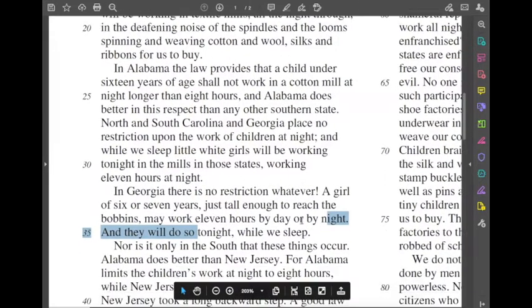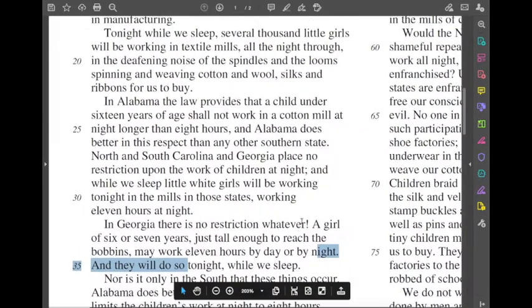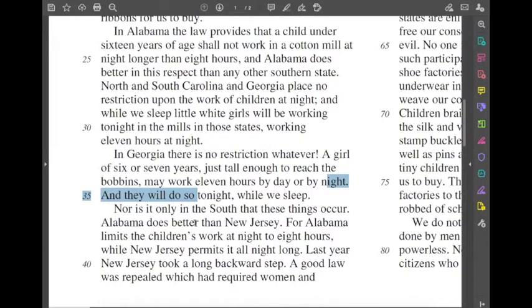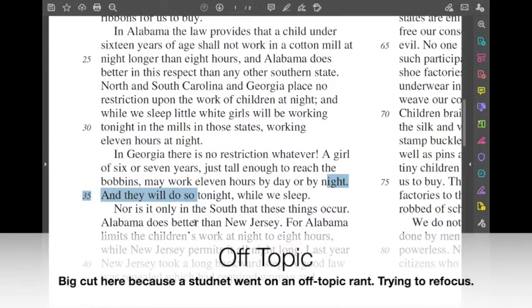And then talking about the benefits of living in certain states. Oh, hey, guess what? You only have to work 8 hours tonight. Okay, am I allowed to just go on a slide about the Mason-Dixon line? We're going to stop you right there.